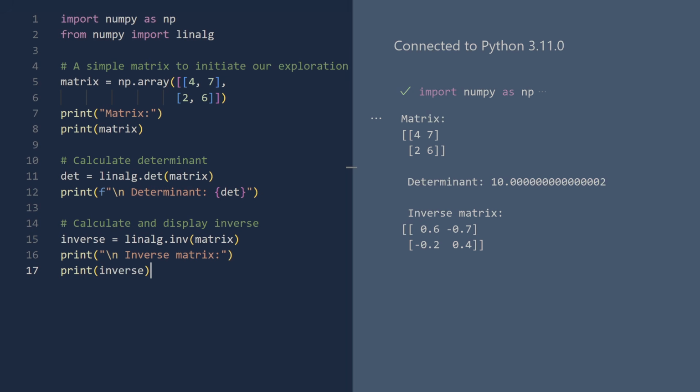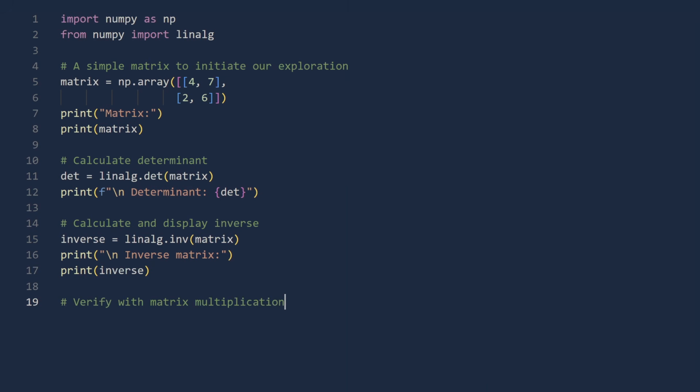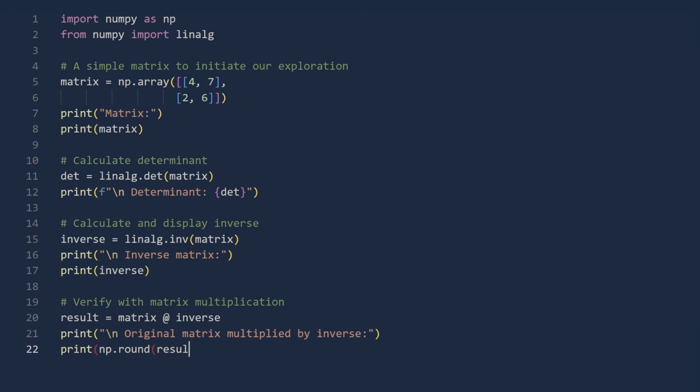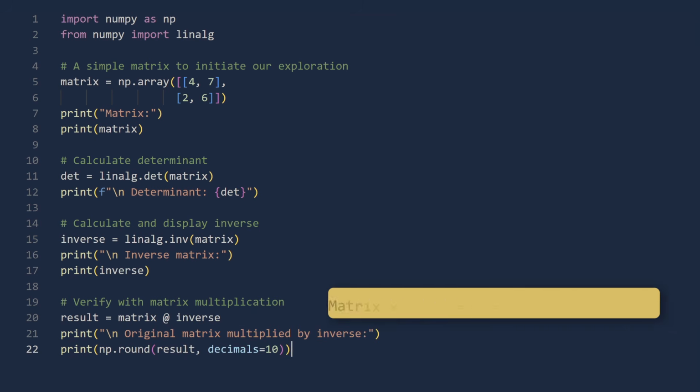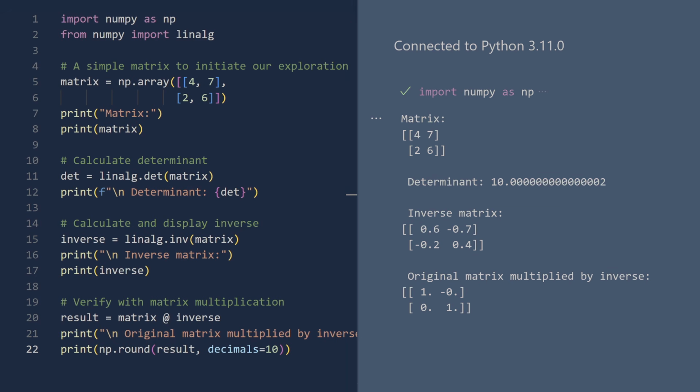Verification is necessary. When we multiply a matrix by its inverse, we should obtain the identity matrix, where diagonal elements are 1 and all other elements are 0. Run.